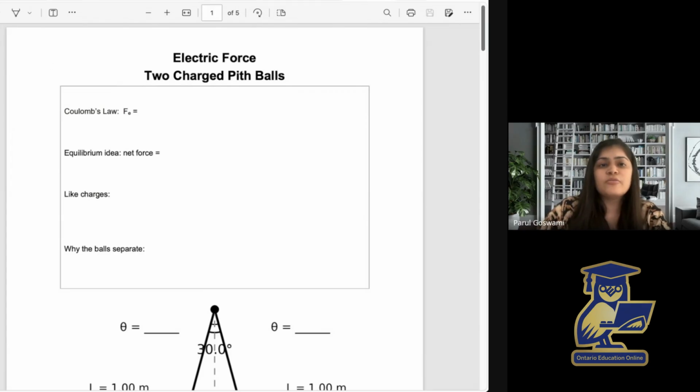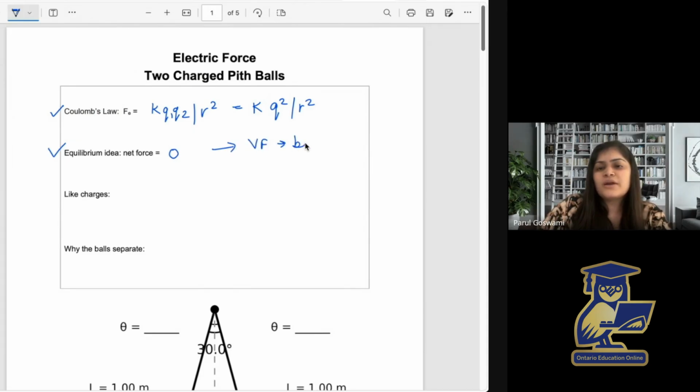The mathematical form of Coulomb's law is Fe equals k times Q1 Q2 by r square. Since we know in this question the pith balls have the same charges, we can write this as k Q square by r square, because Q1 equals Q2 equals Q and Q times Q would be Q square. Now, since the balls are at rest, we can say the system is in equilibrium. And if the system is in equilibrium, net force is zero. It also means that vertical force would be balanced and horizontal force will also be balanced.